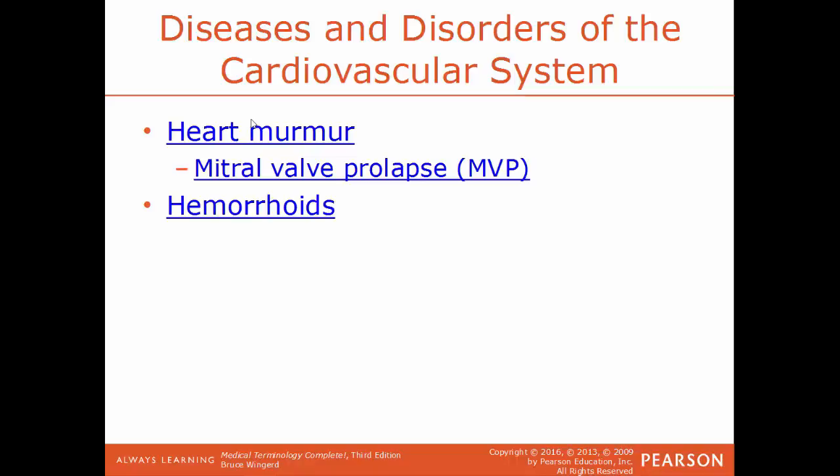See, the last term here, hemorrhoids. This is obviously a reference to the rectum area. And a hemorrhoid is a swollen vein or a swollen group of veins that are found near the anus, or near the rectum.